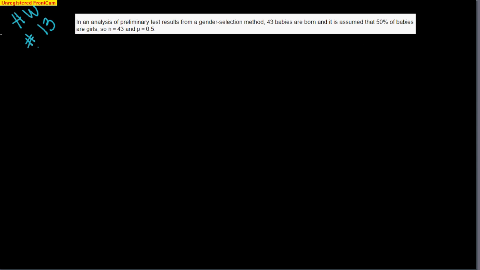Here's another homework problem from homework number 13, chapter 5. It says, in an analysis of preliminary test results from a gender selection method, 43 babies are born, and it's assumed that 50% of babies are girls. Then they're telling us that n equals 43 and p equals 0.5. P is going to be the probability of having a girl, a success. Therefore, q, we know, is going to be its complement. The probability of not having a girl, or in this case a boy, is also going to be 0.5.